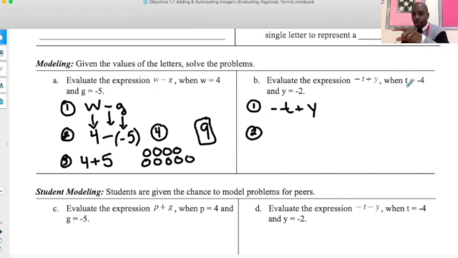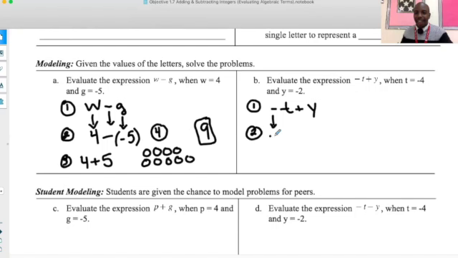So they tell you T is -4. That's the variable. Variable T, this unknown, is -4. And Y is -2. Okay, so now I'm going to substitute. Second step, substitute. Well, Mr. Warford, there's that negative in front of the T. What do I do with that?